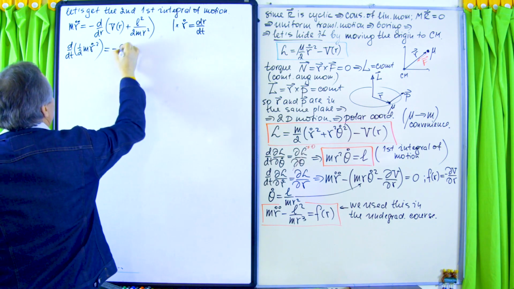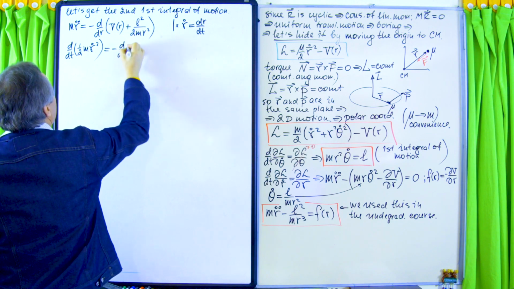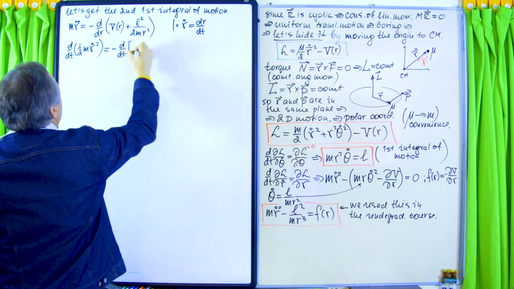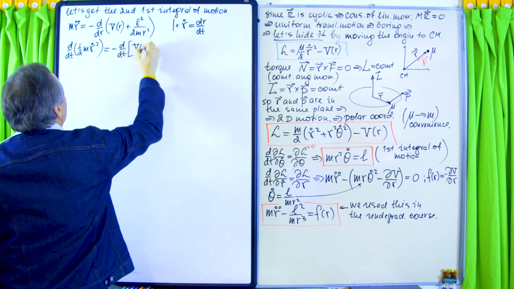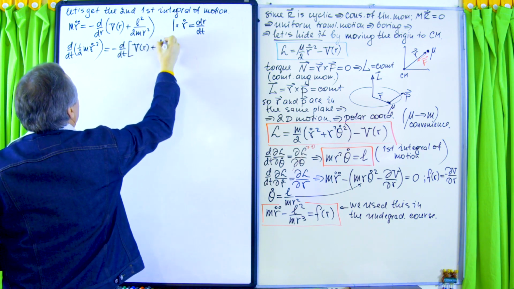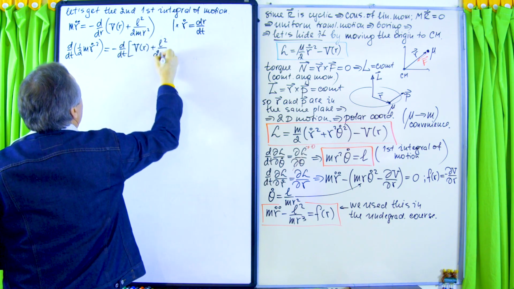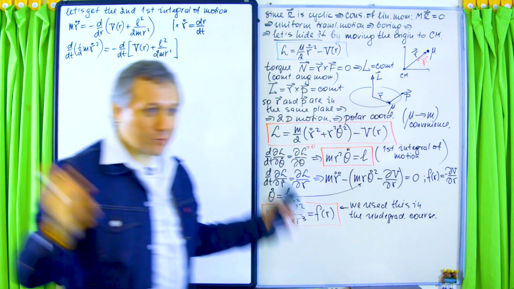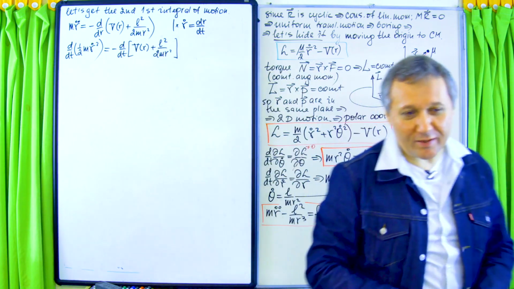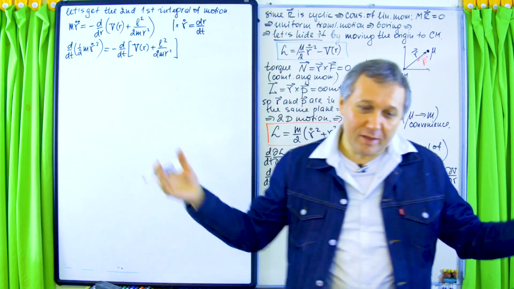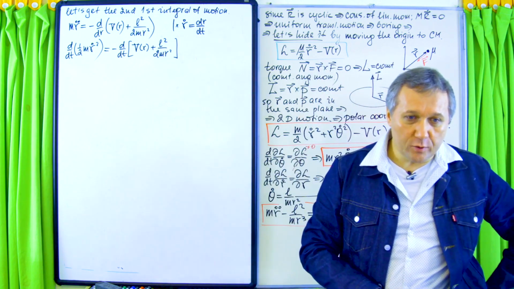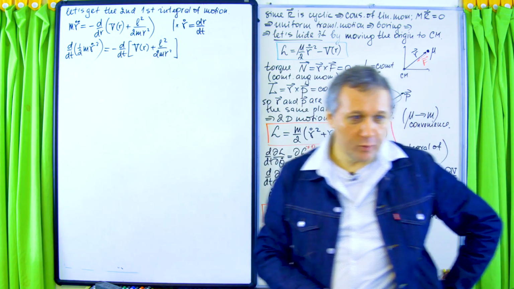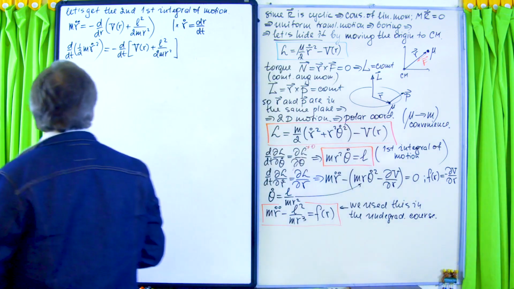So it will be minus d over dt out of this construction, plus L squared over 2mr squared. Okay, so we have d over dt on both sides. So of course, we can combine, and we're getting something which is conserved, right? A new construction, which is total mechanical energy.